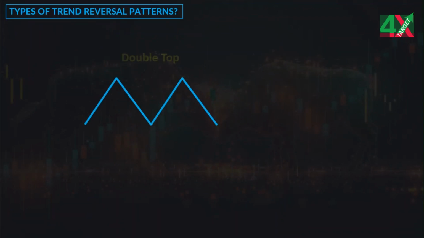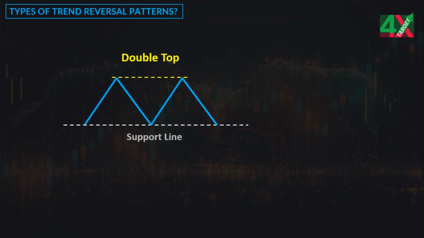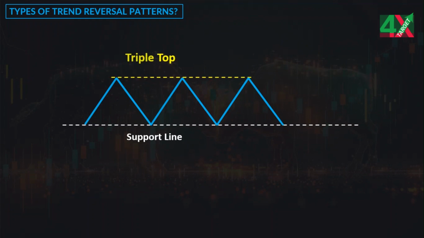Our next pattern is the double top, another common bearish reversal pattern. This formation includes two peaks formed at approximately the same price level, with a support line, known as the neckline, located below them. Occasionally, a third peak may develop, transforming the pattern into a triple top. The pattern is confirmed once the price breaks below the support line, signaling a loss of upward momentum and a potential shift into a downtrend.